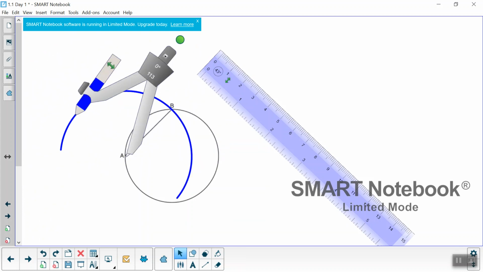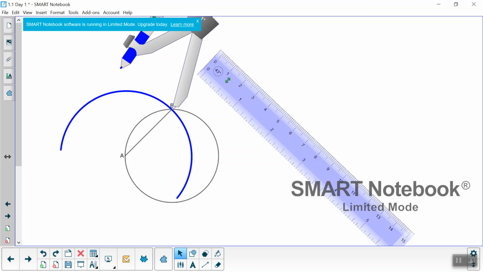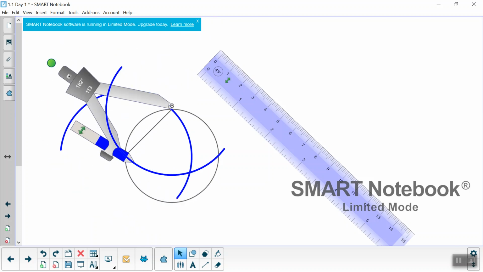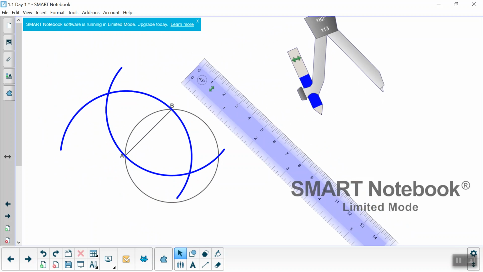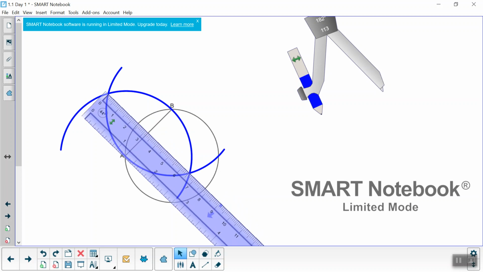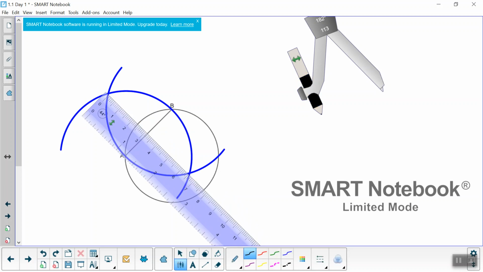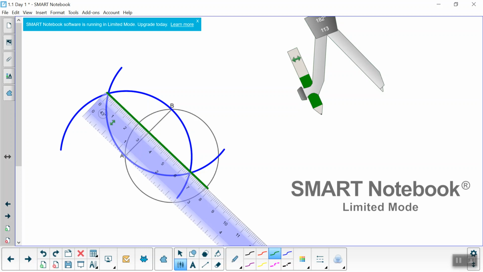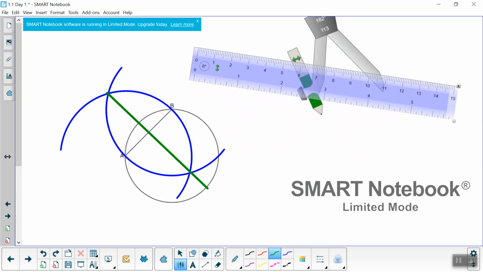Repeat the process with the point of the compass on B. So you have a semicircle from both sides of the segment. Then you'll see those two arcs intersect above and below the segment. Take your ruler, line up those two intersection points. Draw a straight line from the top, all the way to the end of the circle. And there you have it, the diameter of the circle, because it's a perpendicular bisector of the segment AB.